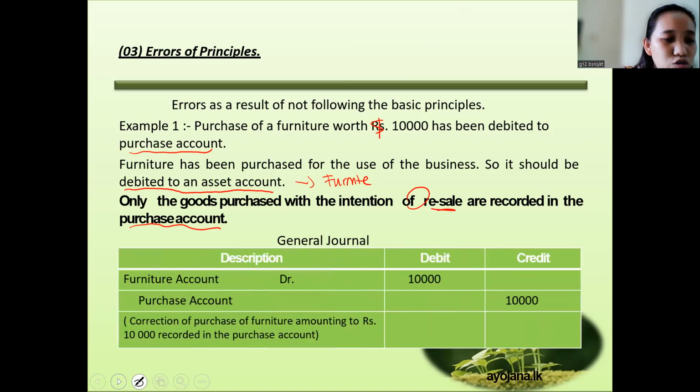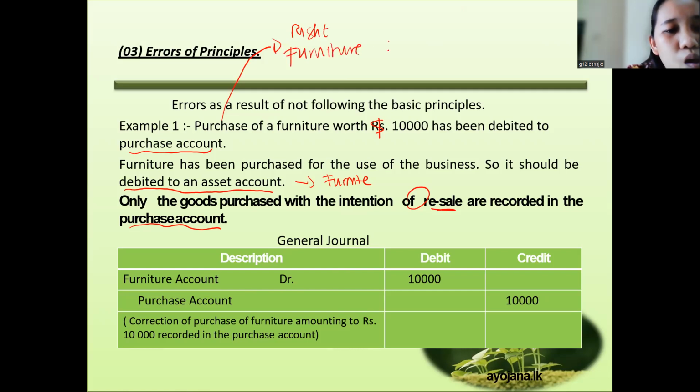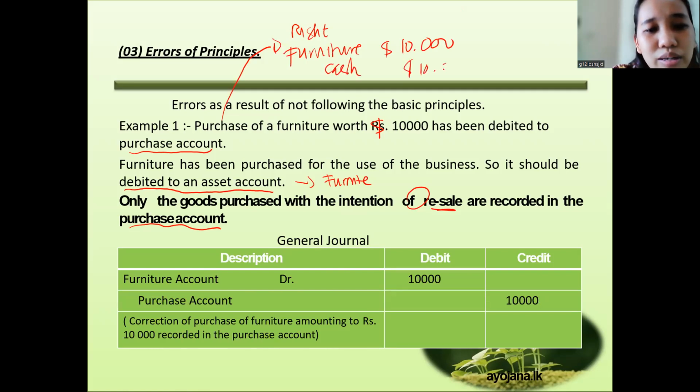Okay, for example, let's go to this one. If I put it here, purchase of furniture, the correct entry is supposed to be furniture on the debit side, 10,000. And then, whether it's cash or not doesn't matter, 10,000 on the credit side. This is the right entry. But instead of writing furniture, you make this wrong entry: you write purchase 10,000.